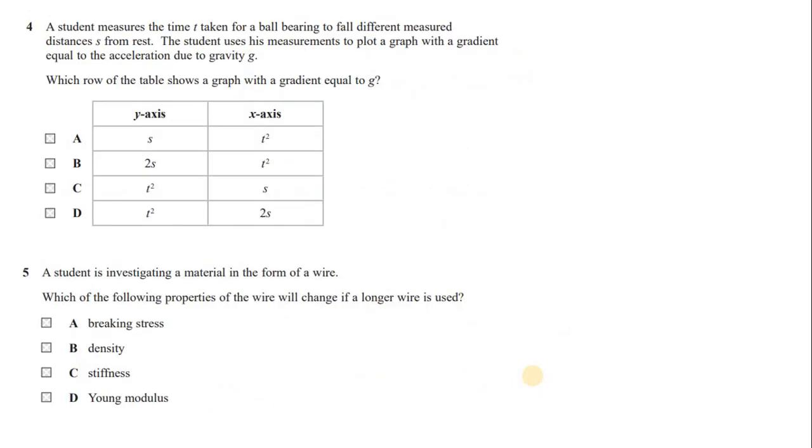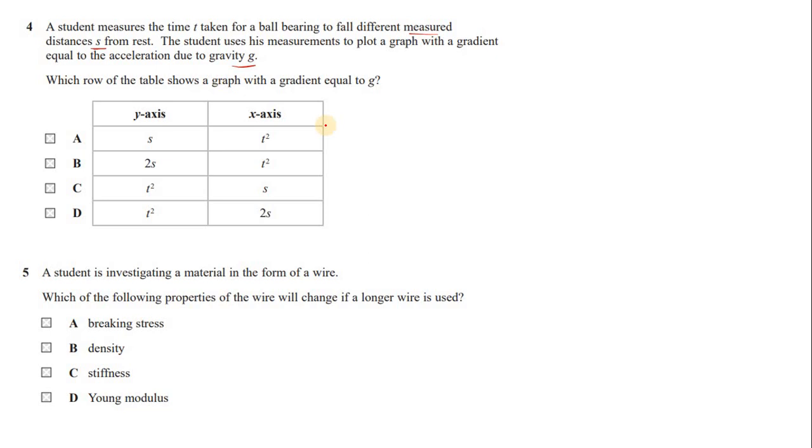Question number 4. A student measures the time t taken for a ball bearing to fall at different measured distances s from rest. The student uses his measurements to plot a graph with a gradient equal to the acceleration due to gravity. Which row of the table shows a graph with the gradient equal to g? A ball bearing falls at a different measured distance s. The student used measurement to plot the graph, and the gradient must be equal to g.